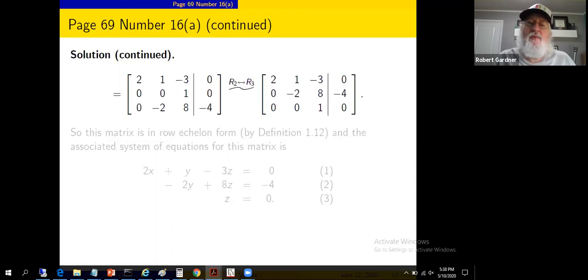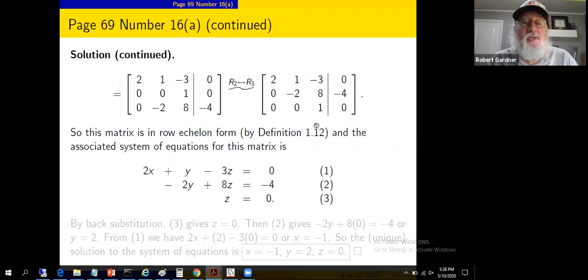Okay, so now we've got to go from matrices back to equations. So take these 2, 1, negative 3, line 0, turn it back into 2x plus 1y minus 3z equals 0. And similarly for the other two equations. So taking the augmented matrix, turning it back into a system of equations. Oh, and because we've got the augmented matrix in row echelon form, the system of equations can be solved by back substitution. That was the plan.